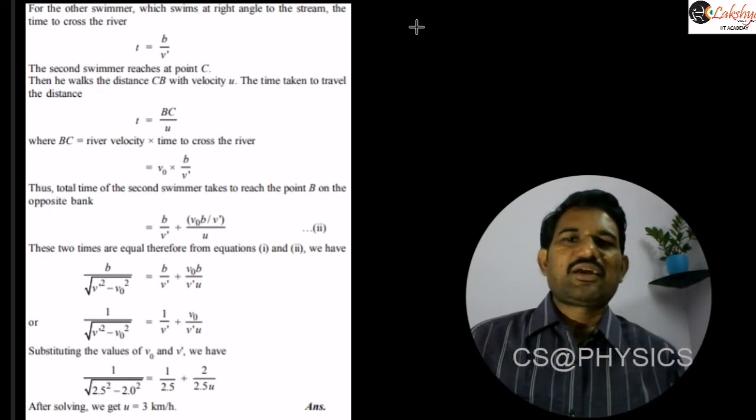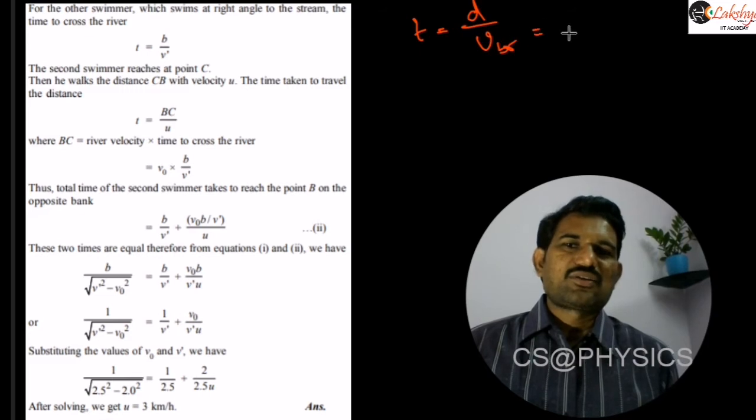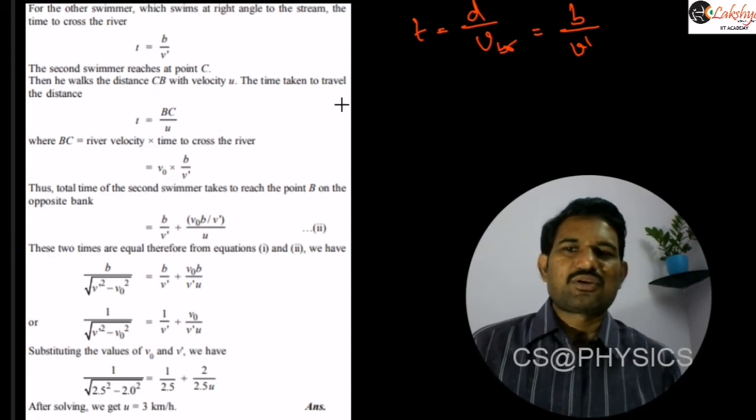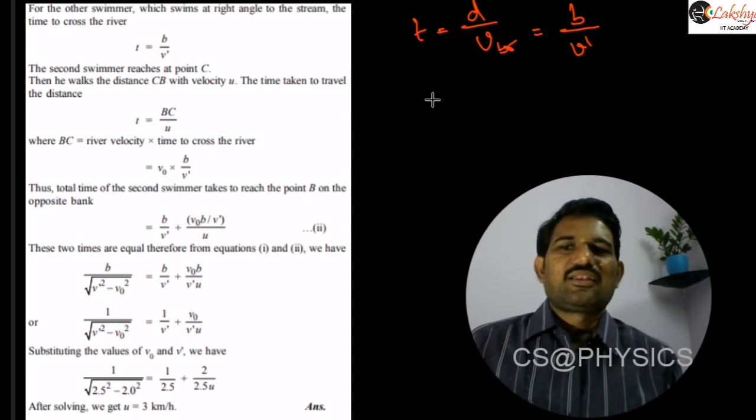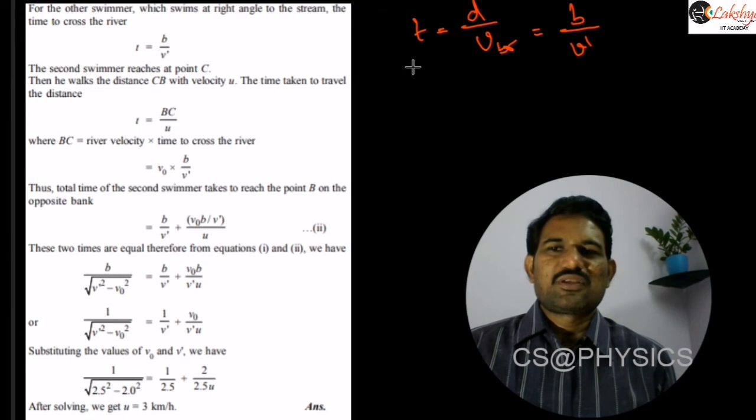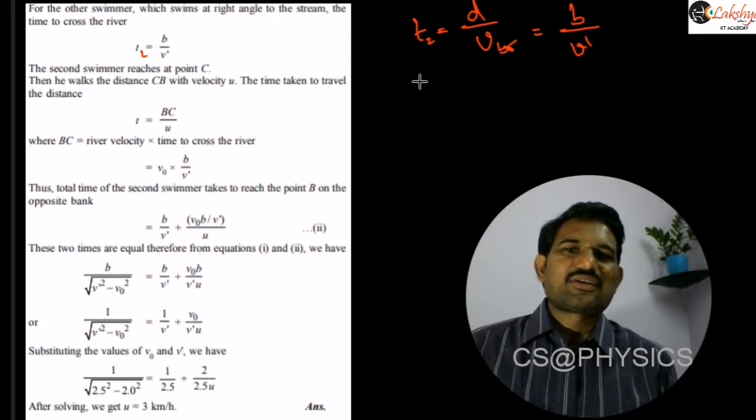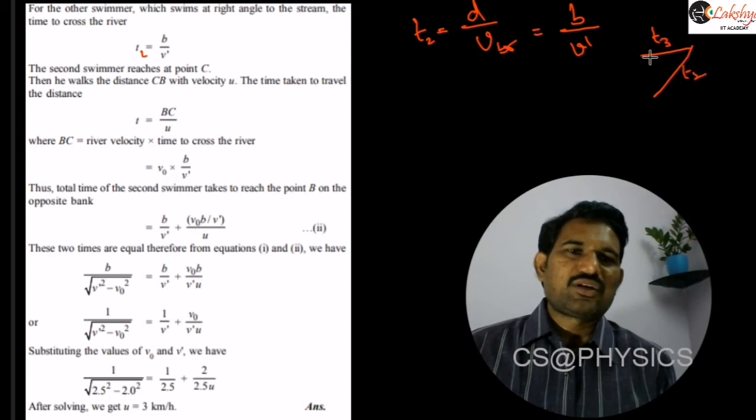The time taken by the man to cross this river is d by VBR, which here is given as d by V dash according to this problem. So the time taken to cross we can write as this value. I am taking it as T2, because the first one we are considering as T1. Suppose he takes a time of T3 for the walking, for example. This is T2 that we are taking to reach this opposite point.